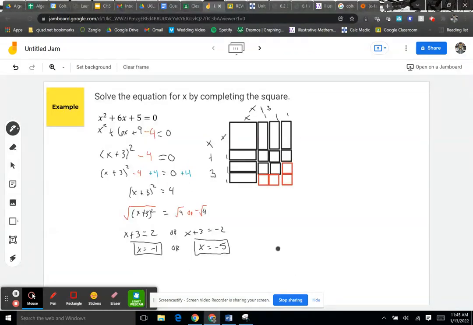And there's an example to help you out with how to complete the square in order to solve an equation.